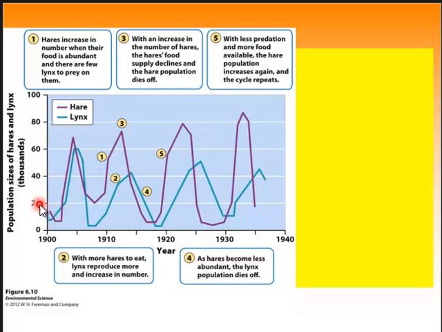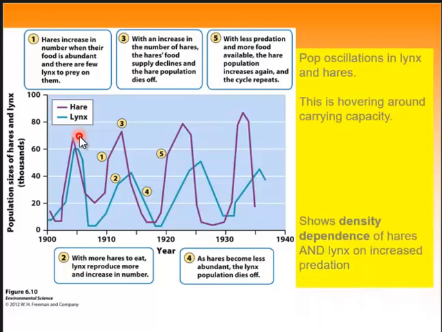And then the lynx population probably is a little under 20,000 lynx for carrying capacity. So they're hovering around their carrying capacity, they're overshooting and die off. That's happening because this shows density dependence of the hares and the lynx on increased predation. Both species exhibit repeated oscillations of abundance, with the lynx population peaking around 1 to 2 years after the hare population.